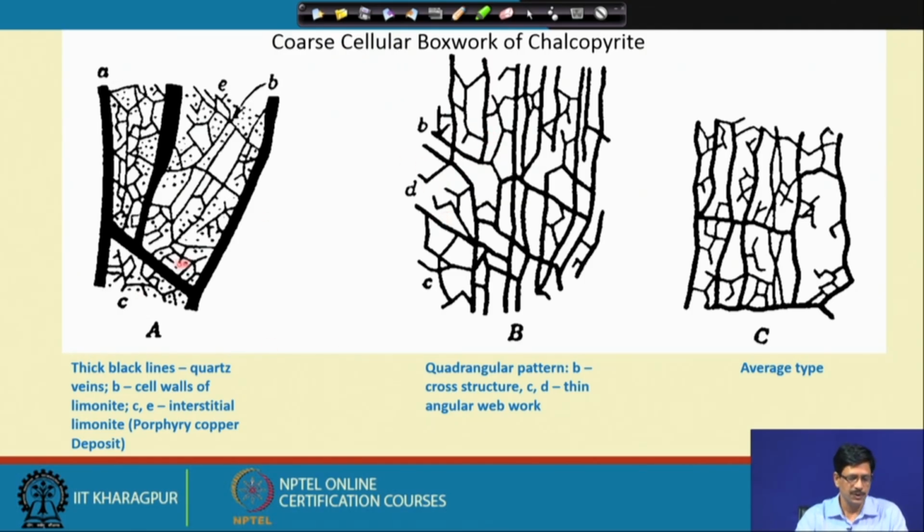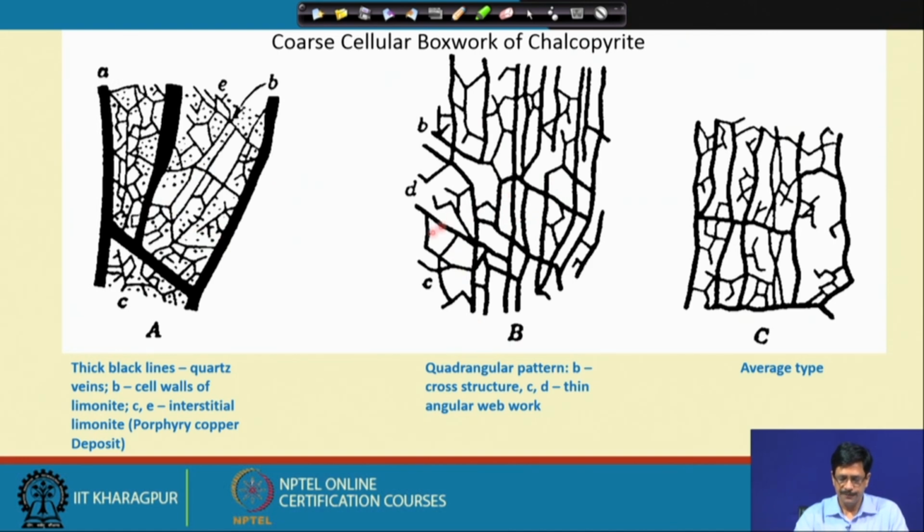Here are 3 examples which are shown here. The first one is the typical boxwork which is produced from a chalcopyrite ore. These thick lines are the veins of quartz, because they are essentially present in the mineralized quartz veins. So, these are the original quartz veins, in which the primary sulphide minerals have been leached out and have been left behind by the interstitial limonite. So, this C, E and B are all interstitial limonite, and it has come from a typical type of copper deposit known as the porphyry copper deposit, which we will be discussing later on.